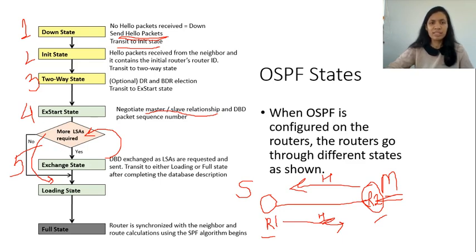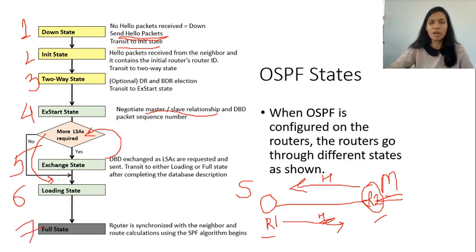So the exchange state as well as more link state advertisements will keep on happening till the database reaches convergence. Once they have their database description the same, they will reach the loading state, and once they acknowledge using the link state acknowledgement, they will reach full state.